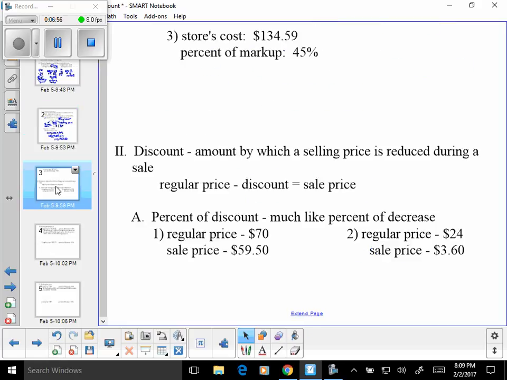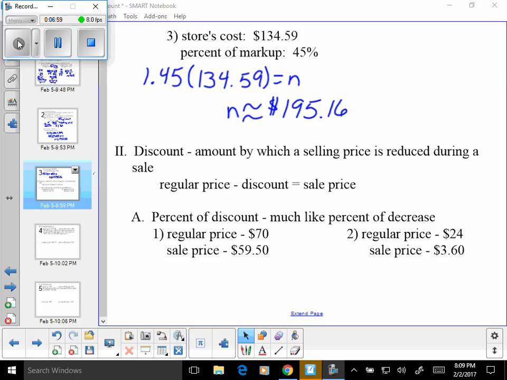Please hit pause and you do example 3. I hope you got it to work out to be $195.16. This is going to end Chapter 6, Lesson Part 1.